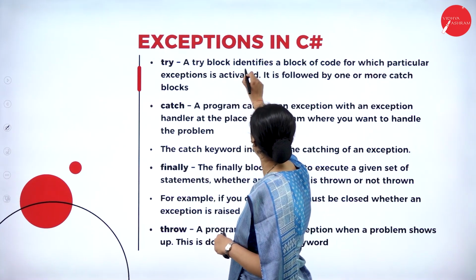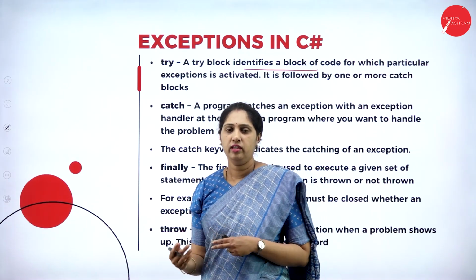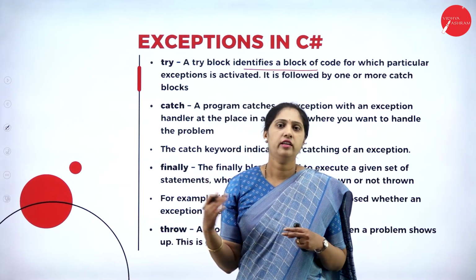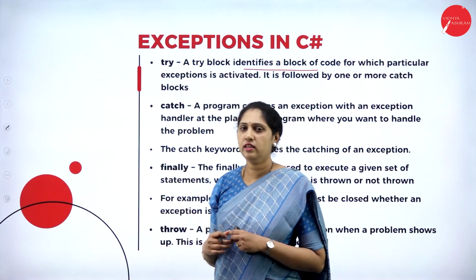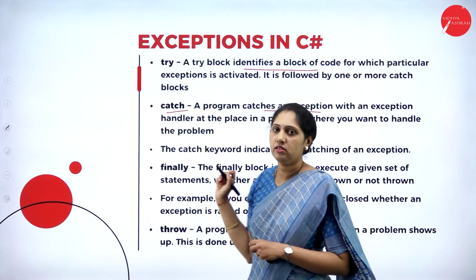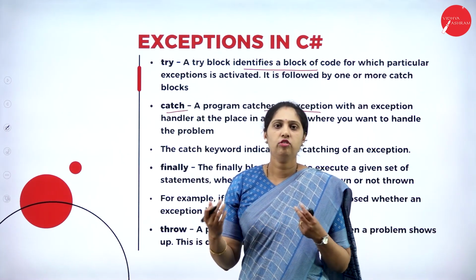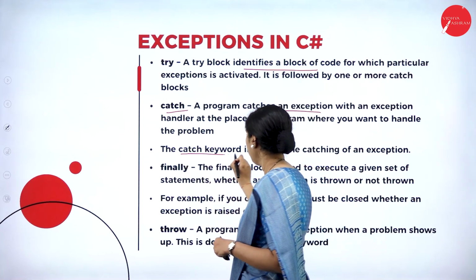What is a try block? The try block identifies which type of exception is raised, whether it is divide by 0 or array index out of range. There are so many types of exceptions. First we write inside the try block, and the catch block catches that exception and gives you a message. So we have to use the catch keyword.